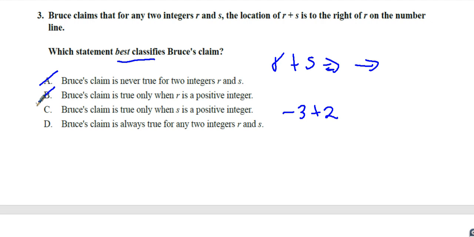Bruce's claim is true only when s is a positive integer. Well, that makes sense, because in order for it to go to the right of r, s would have to be a positive integer if I'm adding it. So that's true. When s is a positive integer, it's going to go to the right if I'm adding it. Bruce's claim is always true for any integers r and s. That's not true, because if s was negative, then you'd have to go to the left. So this is just a matter of testing if you understand the rules for adding integers on a number line.